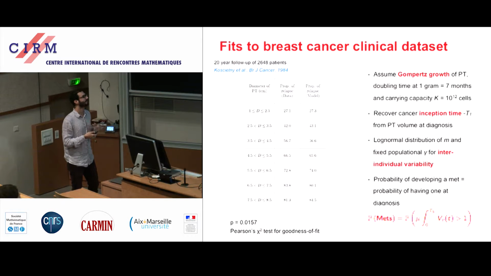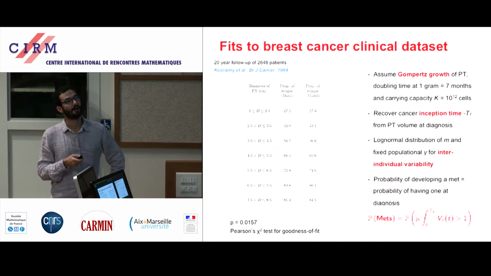So I will skip the technical details, because we have to fix, of course, the kinetic parameters and then define the probability of having a metastasis as being the probability of having already one at diagnosis. But at the end of the day, what you have is a log normal distribution of just mu, not gamma, and it's not m. It's a fit, but it's very good. You can reproduce the data very well.